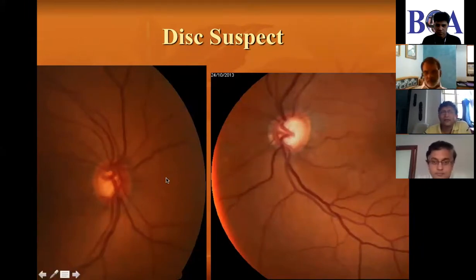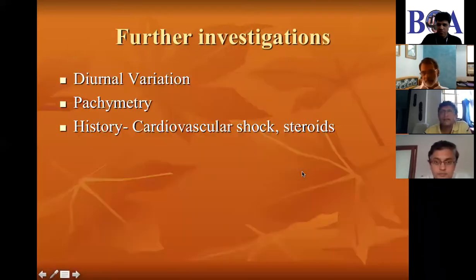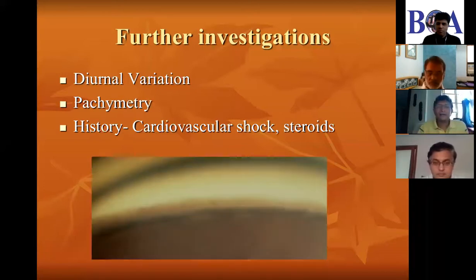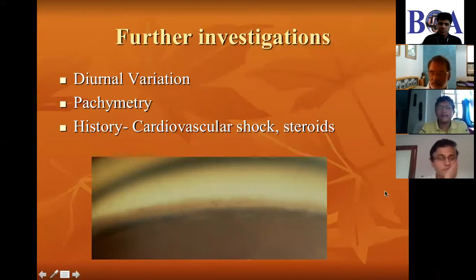So this is another patient who is a disc suspect, and you can see the notch here with the nerve fiber layer defect. So what other tests will you do in such patients? You will have to do a diurnal variation, you'll have to do pachymetry, then go into a detailed history of steroid use, cardiovascular shock, because these kinds of nerve fiber layer defects can be produced by other events. And as I was saying, don't overlook the angle. This is a patient who in childhood had an injury, and you can see the recession.